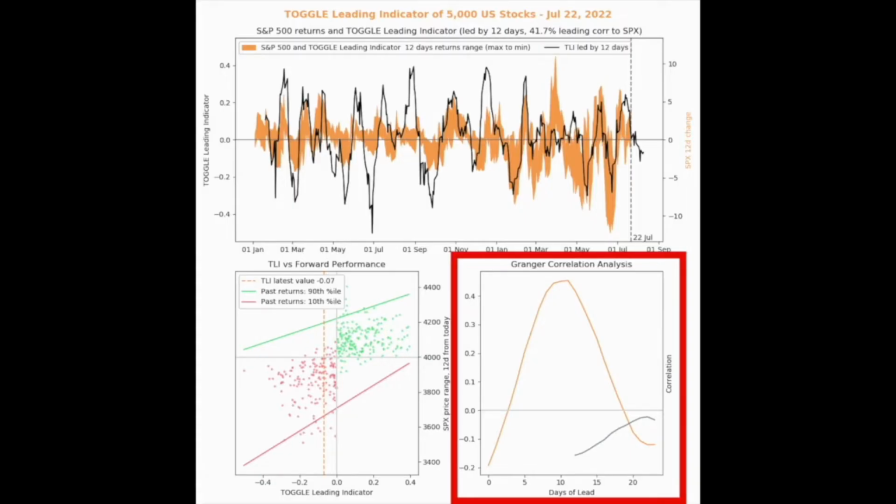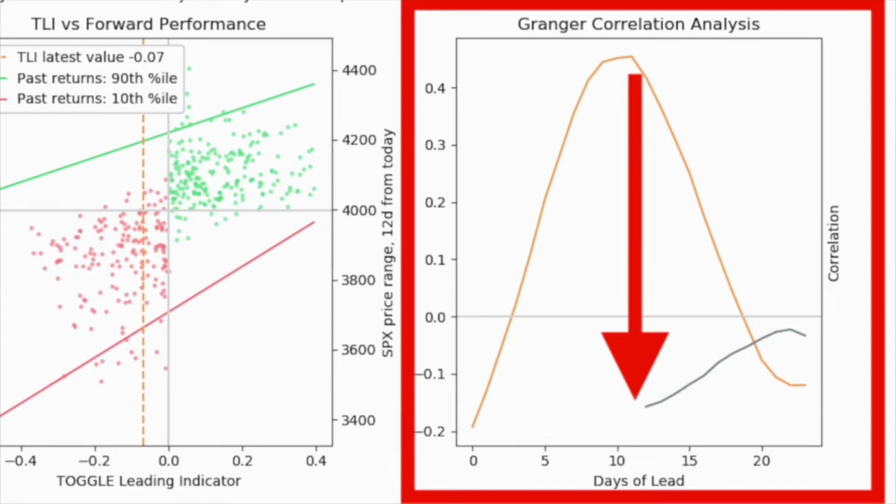In chart 3, we have a comparison using the Granger correlation analysis of the TLI to the SPX versus the autocorrelation of the SPX, which is simply how correlated the SPX is to itself X days later. Granger correlation is a statistical test used to measure the extent to which a time series forecasts another time series, assuming both are independent of each other. In our case, whether the TLI forecasts the SPX's direction. As we can see, maximum correlation occurs 12 days after the threshold is crossed.